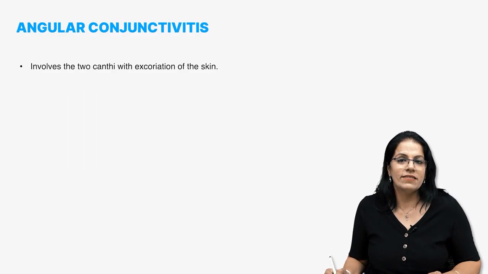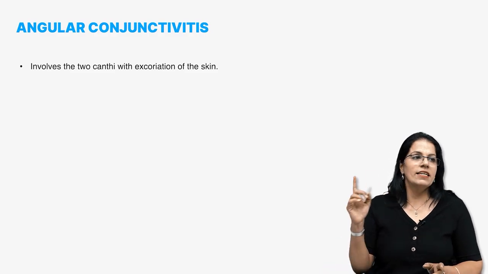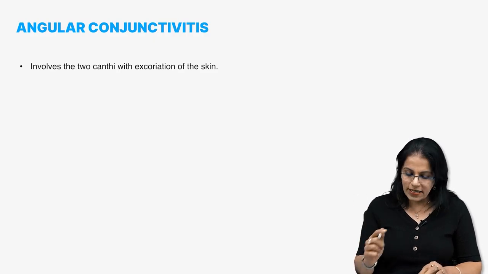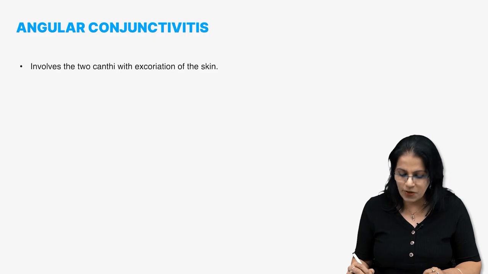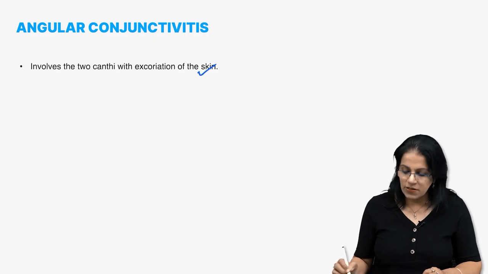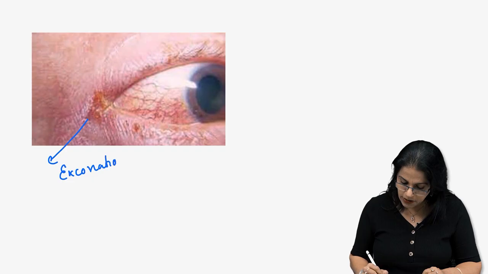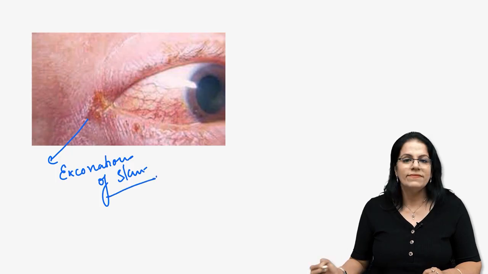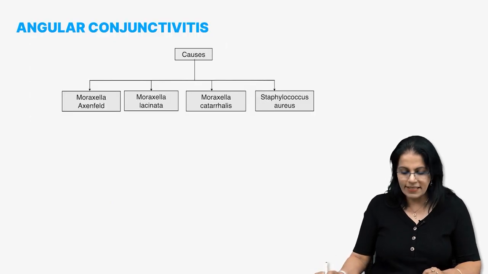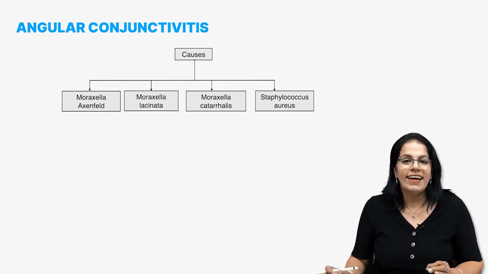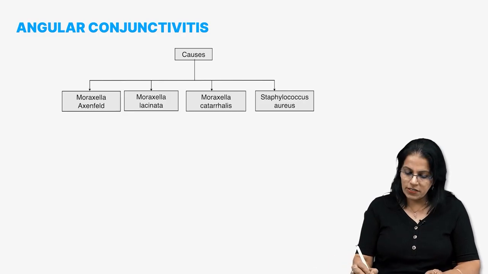Angular conjunctivitis. Angle, what is angle? We are talking about the medial and lateral canthus. So, what is angular conjunctivitis? Conjunctivitis at the two canthi with excoriation of skin. Even the skin, have a look here, this is the excoriation of the skin which happens. This is your angular conjunctivitis. The main cause is Moraxella, and second is Staph aureus. So, etiology is again important.